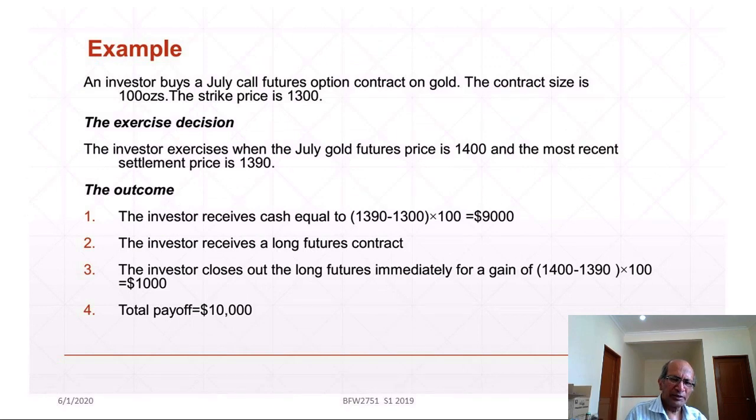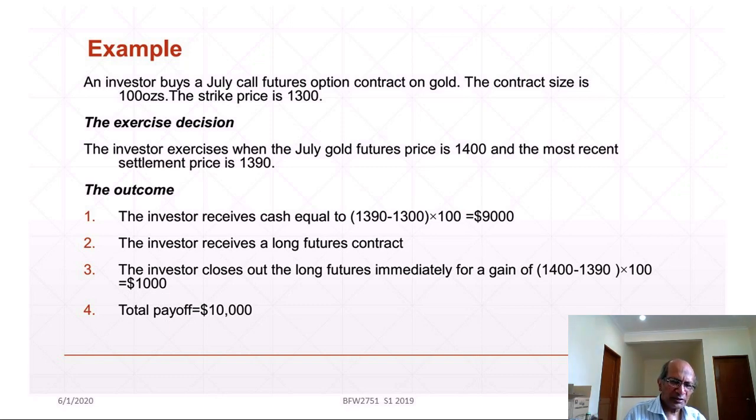So an example is given here. An investor buys a July call futures option on gold. Contract size is 100 ounces. Strike price is 1300. Exercise decision: the investor exercises when the July gold futures price is 1400, which is 100 above the strike, and the most recent settlement price is 1390.